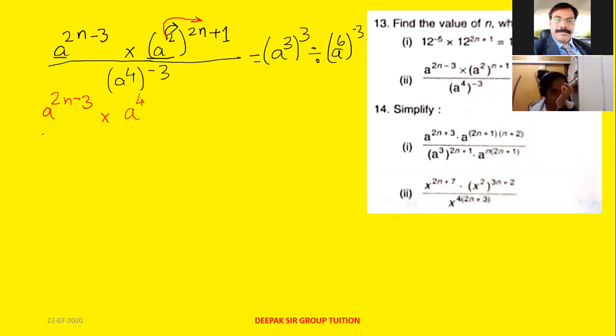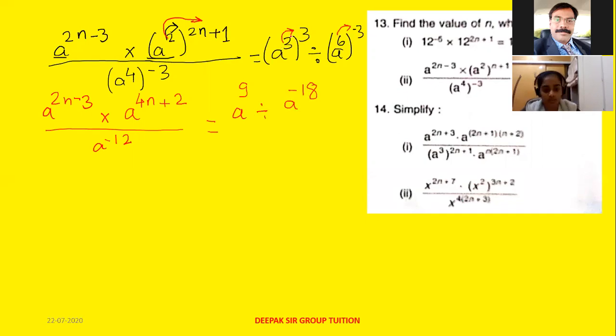Then divided by a raised to, similarly here also we'll apply the formula a raised to m raised to n, that is m into n. So this will become minus 12. Here also we'll apply the same formula. First it will become a raised to 9 on the right hand side, then divided by a raised to minus 18. So this 6 into minus 3 is minus 18.